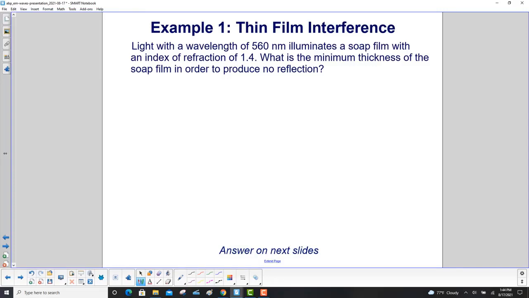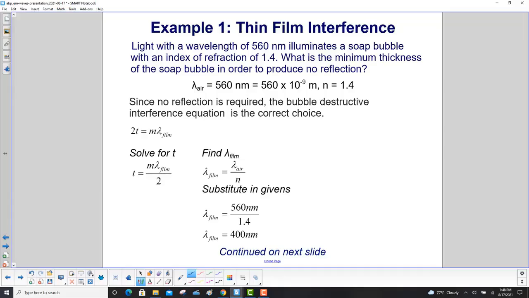Light with a wavelength of 560 nanometers illuminates a soap film with an index of refraction of 1.4. What is the minimum thickness of the soap film in order to produce no reflection? We write down the givens, and automatically we transform nanometers into meters. But this time we really don't have to do that because our thickness will be in nanometers, and that will make sense for this type of problem because it's very thin. It's a thin film. We want no reflection. So we need the bubble destructive interference equation right here.